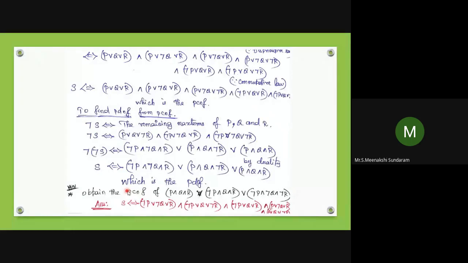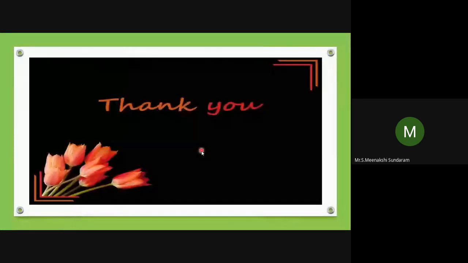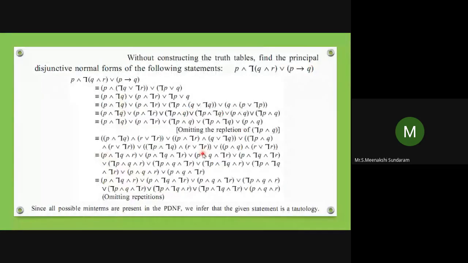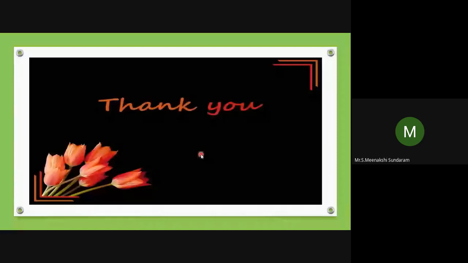Okay, one more problem is there for your understanding: finding the PDNF and PCNF without constructing the truth table. Okay, so up to this you can go through. Okay, I will stop presenting. Does anybody have a doubt?